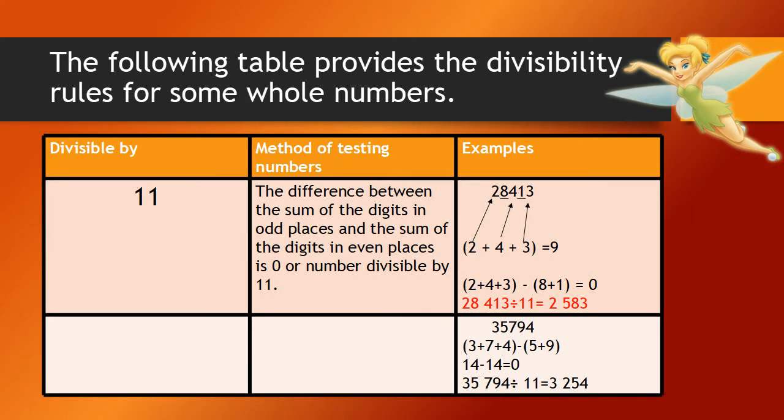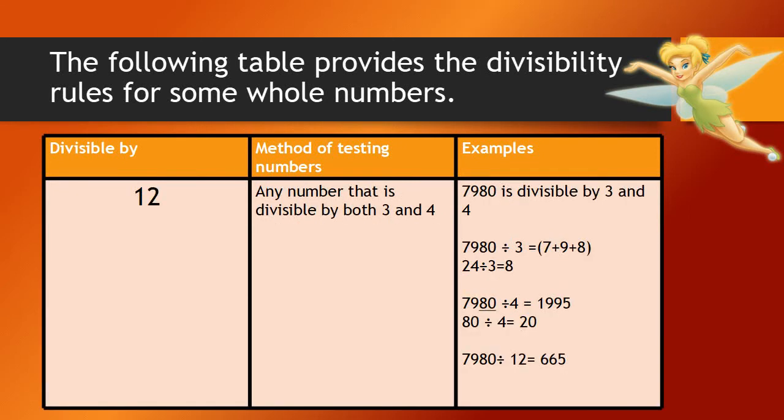Another example is 35,794. So the odd places are 3, 7, and 4. And the even places are 5 and 9. So 3 plus 7 plus 4 is 14. 5 plus 9 is also 14. So 14 minus 14 is 0. So therefore, 35,794 divided by 11 is 3,254.